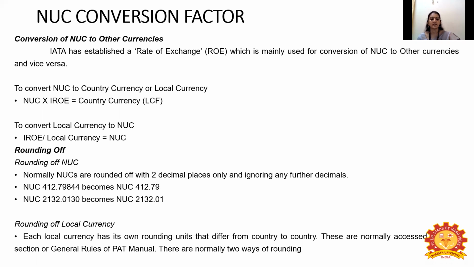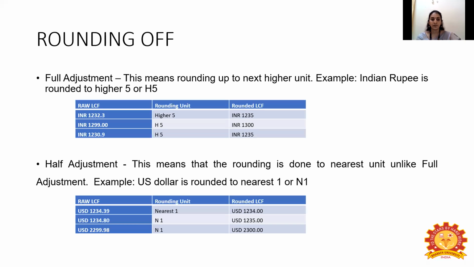And then rounding of local currency. NUC rounding is that, and for local currency, each and every country has its own rounding off. Only for NUC is it common throughout the world. So from country to country, this rounding off keeps changing. For that, I can give you examples. These are the 2 examples I have given: one based in India and the other in the United States. This is rounding off the local currency. So what happens here? Full adjustment and half adjustment.